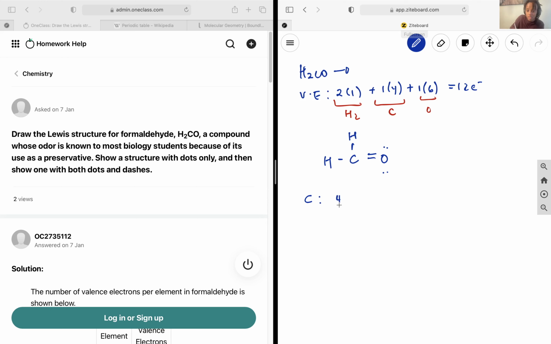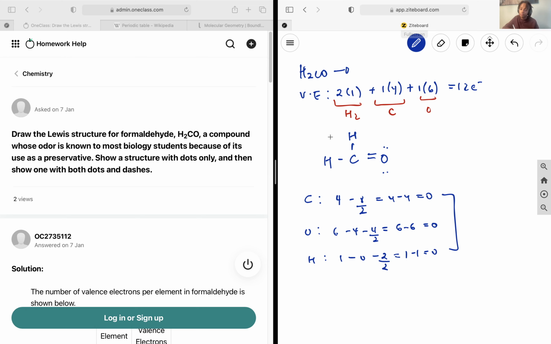Let's check our formal charges. On carbon, we are going to have 4 minus 8 over 2, which is going to give us 4 minus 4, which is 0. On the oxygen, we'll have 6 minus 4 over 2. That's going to give us 6 minus 6, which is again 0. And lastly, on our hydrogen, we are going to have 1 minus 0 minus 2 over 2. That's just going to be 1 minus 1, which is 0. And this is exactly what we had expected, to have a net formal charge of 0. And so our formal charges are happy and our valence electrons are happy too, which means that this is going to be our final answer.